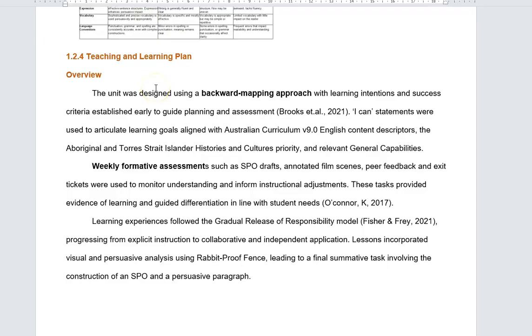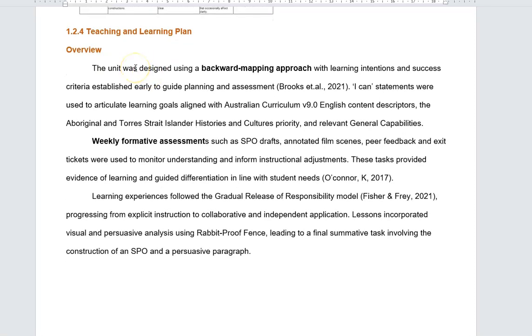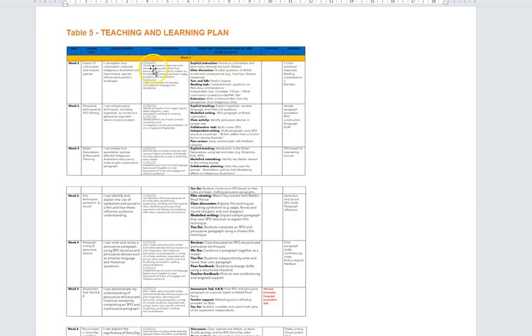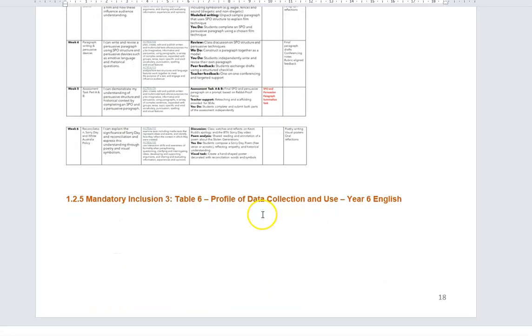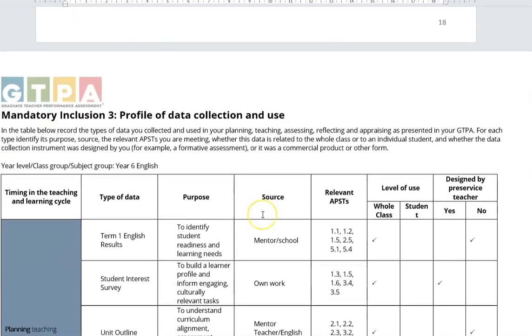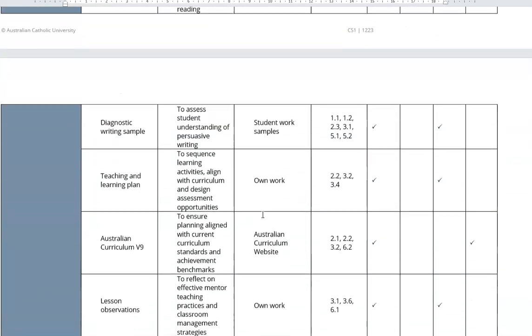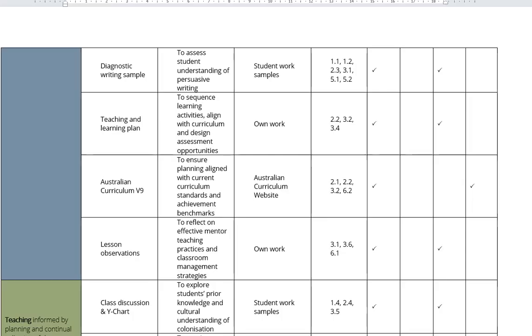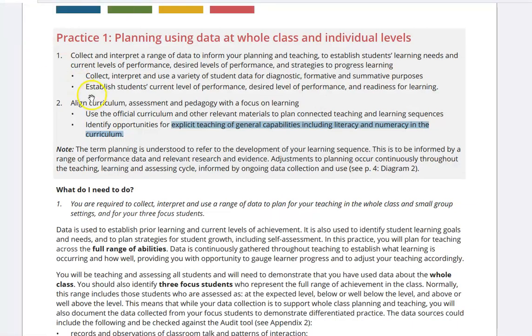So they've maybe not quite finely matched it to the criteria sequence, but they've translated it into a sequence of teaching and learning plan. Here's what I'm doing from week 1 through to week 6. And here's my mandatory profile that I've completed. Now, if I go back and ask, what does that look like in terms of here? Have they collected a range of data? Yes, they have. Have they established some current performance? Yes, they have. They've additional data collected, a work sample, which they've annotated. They've used official curriculum and they've identified specific opportunities.